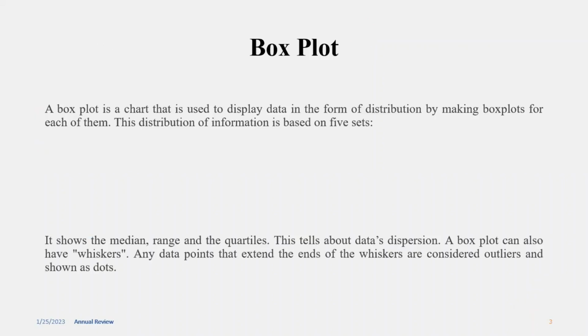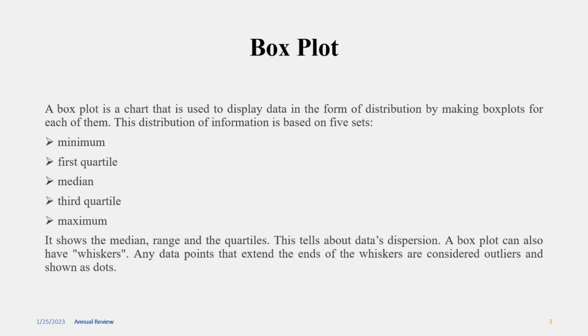Today we will learn about box plots, by reading some theory and doing some practical work. So let's get started. What is a box plot? A box plot is a chart that is used to display the data in the form of distribution by making box plots for each of them. The distribution of information is based on 5 sets. First one is minimum, the next one is first quartile, the next one is median, next we have third quartile, and then we have maximum.